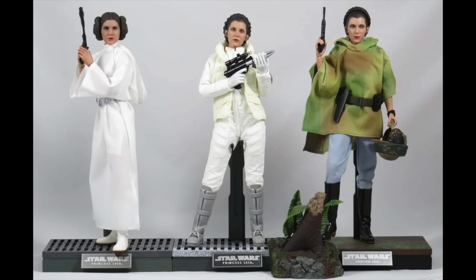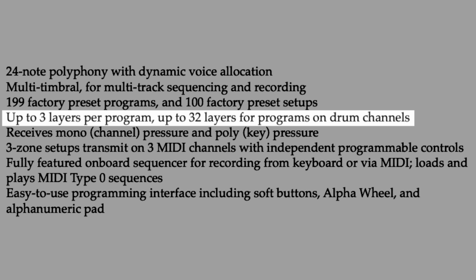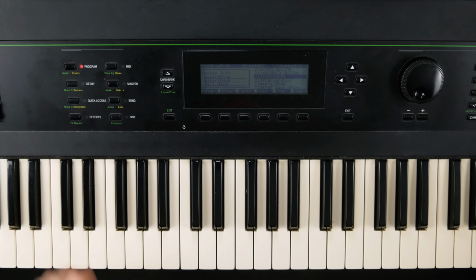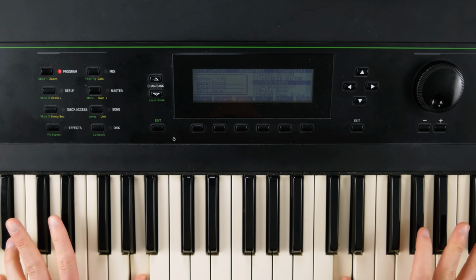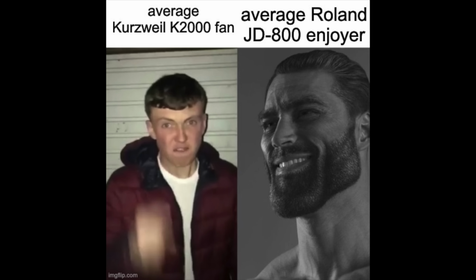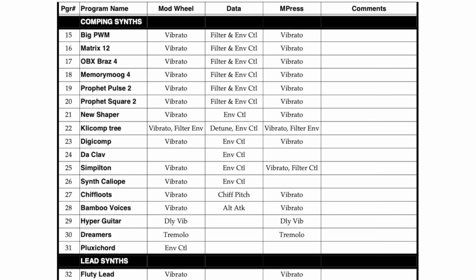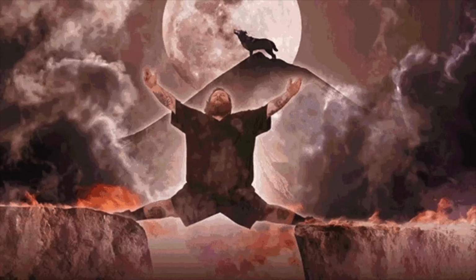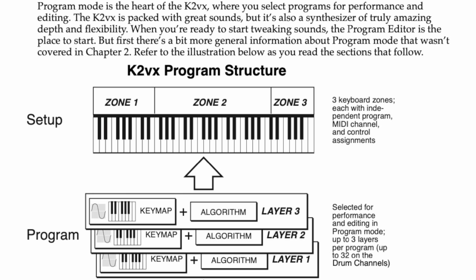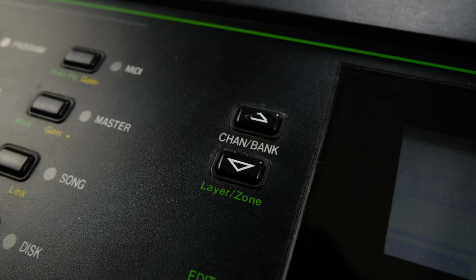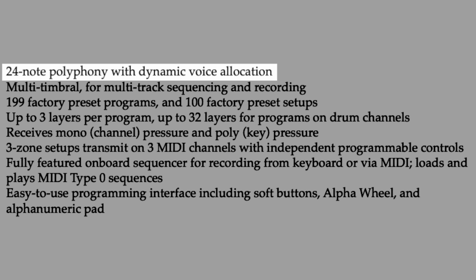Three of these layers, or 32 of them if you are dealing with drums, can be combined to a program. You know, the things most K2000 users will load up as a preset and never edit. You can create keyboard splits consisting of up to 3 programs and/or go all in on classic 1 program per MIDI channel multi-timbrality. Polyphony is limited to 24 voices though.